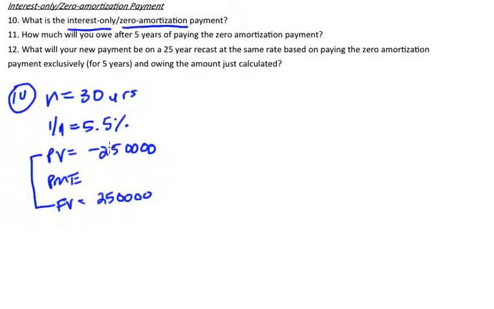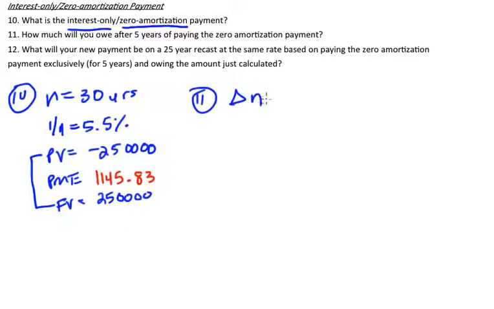Okay, so I make $250,000 my future value and my present value for 30 years at an interest rate of 5.5, and I find my payment, and my payment is $1,145.83. Okay, that's number 10. Number 11 asks, what am I going to owe after 5 years?